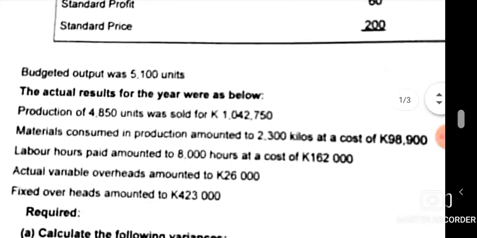Actual results, what is that? Look at actual variable. They've said something below. The actual variable overheads amounted to 26,000. We need this information. And something that you have to know is that variable overheads, they use labor hours. Okay, the question, if it hasn't told you, variable overheads we use labor hours most of the time. Yeah, so when you're looking for the prices on variable overheads, remember it's always a per hour price. Sometimes you're doubting, the cost card will show you.